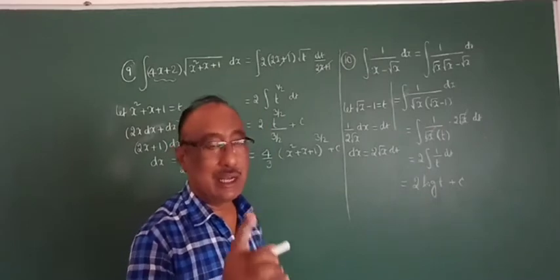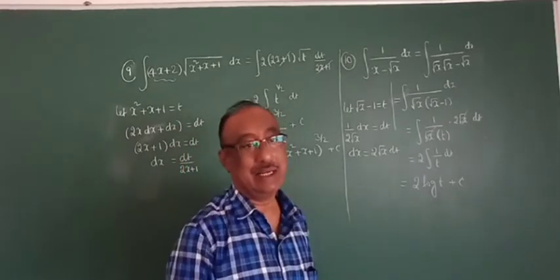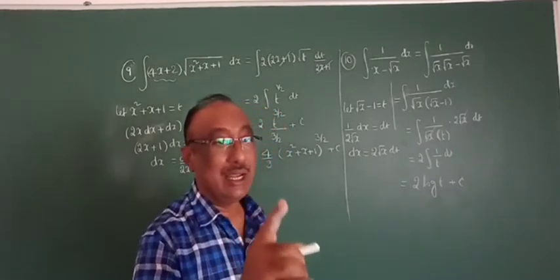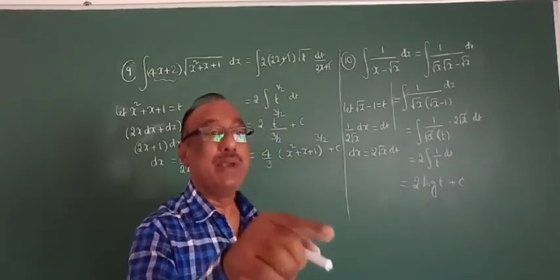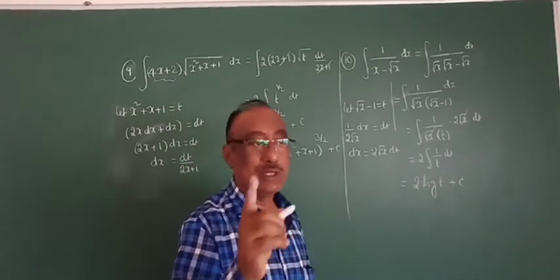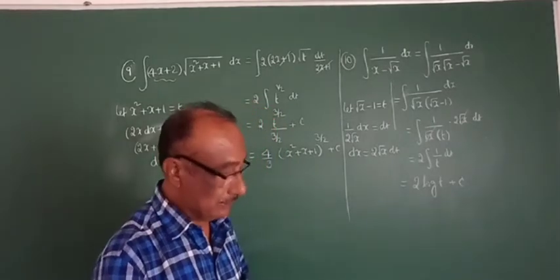Exactly correct is not log but ln, with base e. Some textbooks give ln, don't be confused. ln means log with base e, and log means with base 10. But on our southern side we follow log only. Okay?